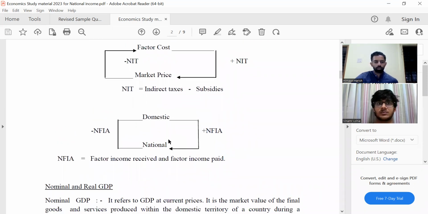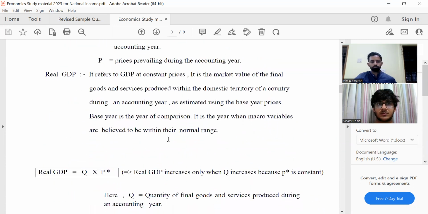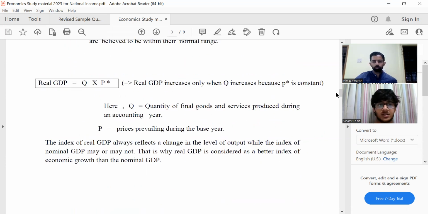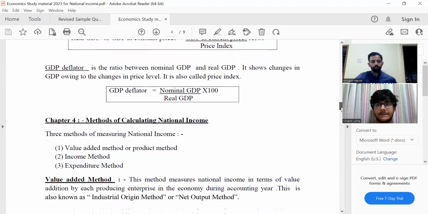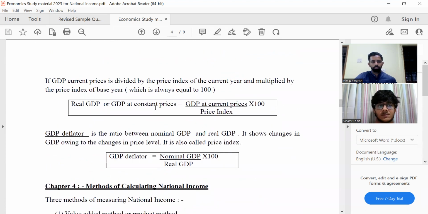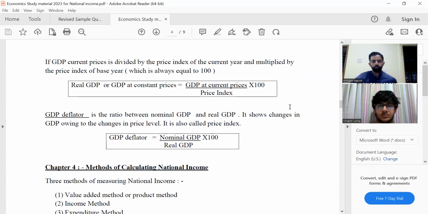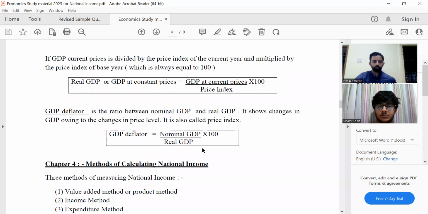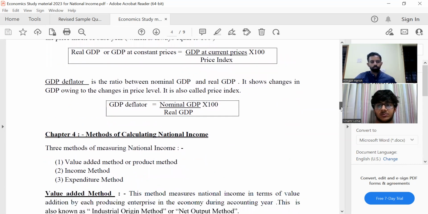So these are relevant, right? Yeah, these 8 formulas are relevant. And is this relevant as well? Real GDP at constant prices? No. And GDP deflator is not there. It's a graduation concept, so you don't need to know it now.